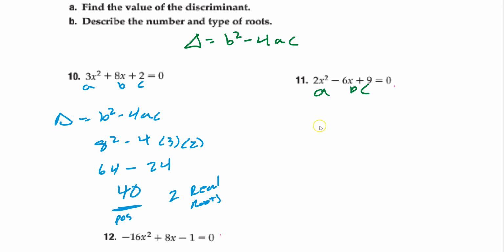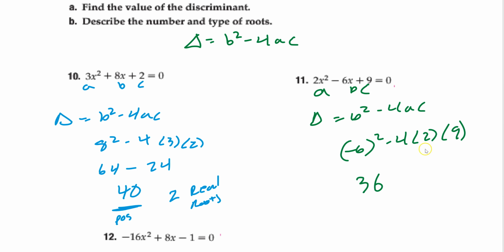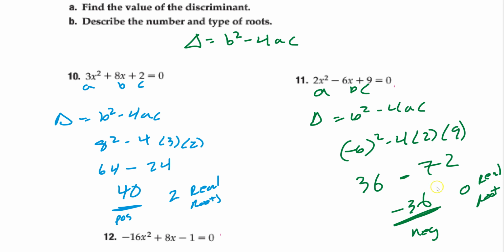A, B, C. So discriminant b squared minus 4ac. I get negative 6 squared minus 4 times 2 times 9. 36. Now look what happens here. Negative 8, 72. 36 minus 72, I get negative 36. So this is, again, all I really care about is it's a negative. If it's a negative, I'm going to have imaginary numbers. So this is 0 real roots. Or 2 imaginary if you want to say it. So 0 real roots.